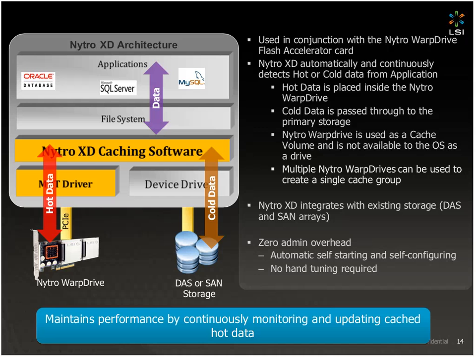Multiple WarpDrives can be used to create a single cache group if you need more cache capacity. So Nitro integrates with existing storage, whether it's a DAS or a SAN array. A nice feature about this is zero admin overhead. It's automatic, self-starting and self-configuring. No tuning required.